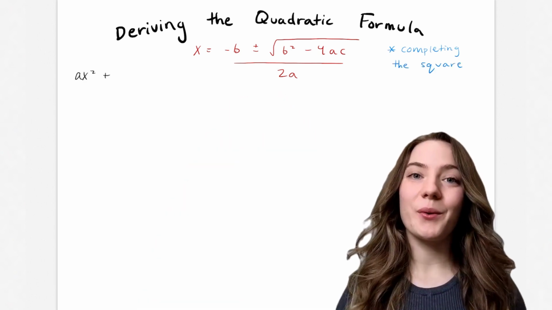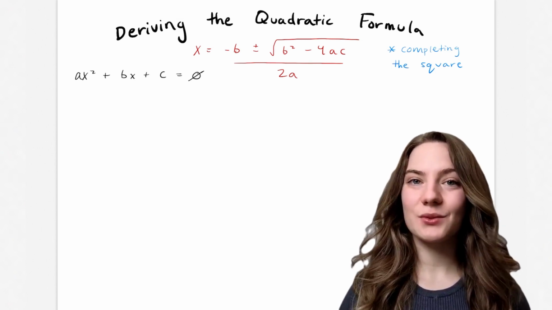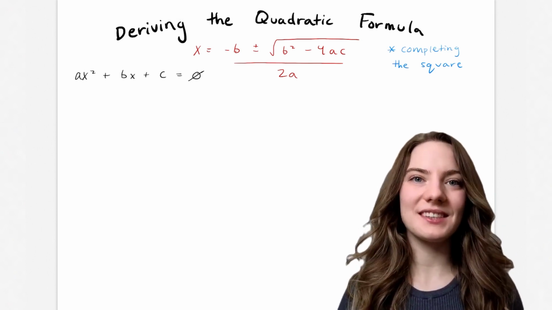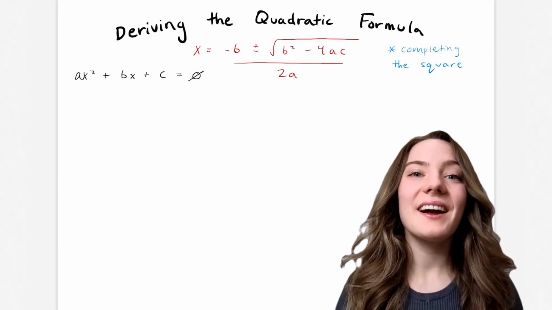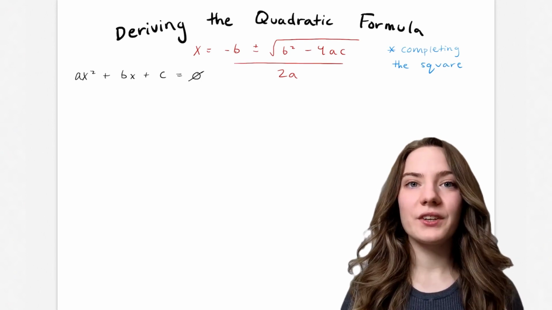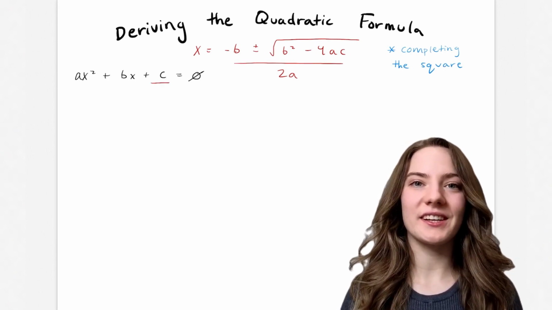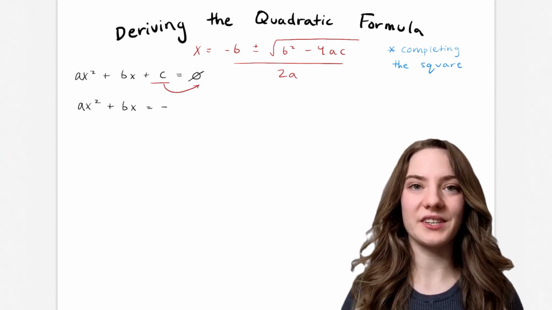We're going to start with our quadratic equation in standard form. So we have ax squared plus bx plus c is equal to 0. Now, like I said before, this entire derivation is just us completing the square. The first step is to isolate our constant, c. So I'm going to move it to the right side of the equation.